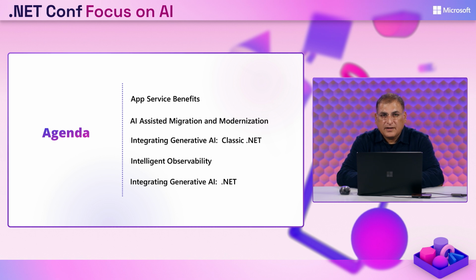So before we get started, here is a quick view into the agenda for the next 30 odd minutes. I'm going to talk about some of the key App Service benefits, AI-assisted migration and modernization. How do we integrate Gen AI capabilities for a classic framework .NET web app? I'm going to talk briefly about intelligent observability, and how to integrate Gen AI capabilities again for a net new .NET web app using .NET 8.